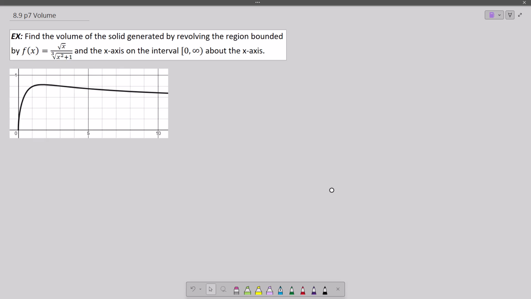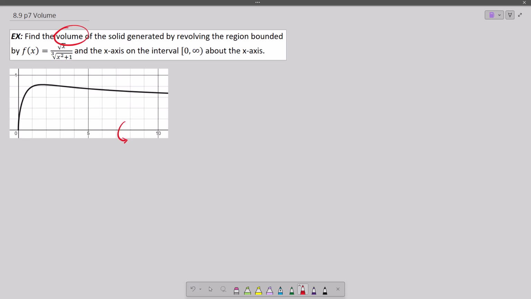So we're going to take this curve and rotate it around the x-axis from 0 to infinity and figure out whether we have a finite volume or an infinite volume. When you look at that curve, if I were to ask you whether the area beneath it from 0 to infinity were finite or infinite, what would you probably guess?